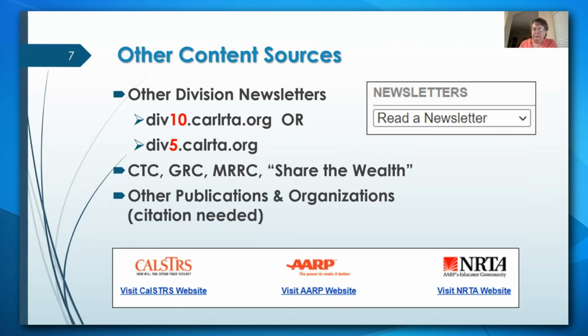Across the bottom of all CalRTA websites or web pages, you'll find links to the 3 that are in the white box at the bottom of this slide. You can get straight to the CalSTRS website by clicking on that. You can get to AARP by clicking there, or to NRTA, which is the retired teachers arm of AARP. All of them are filled with information.